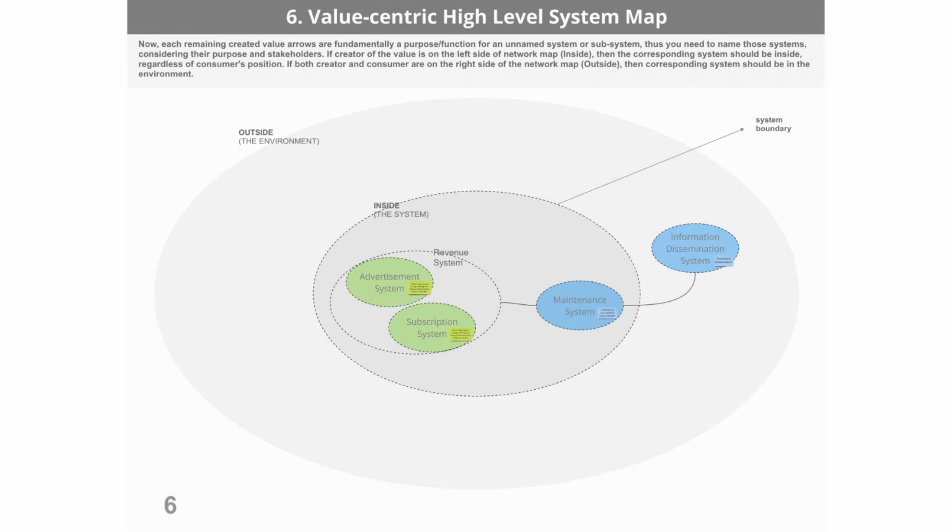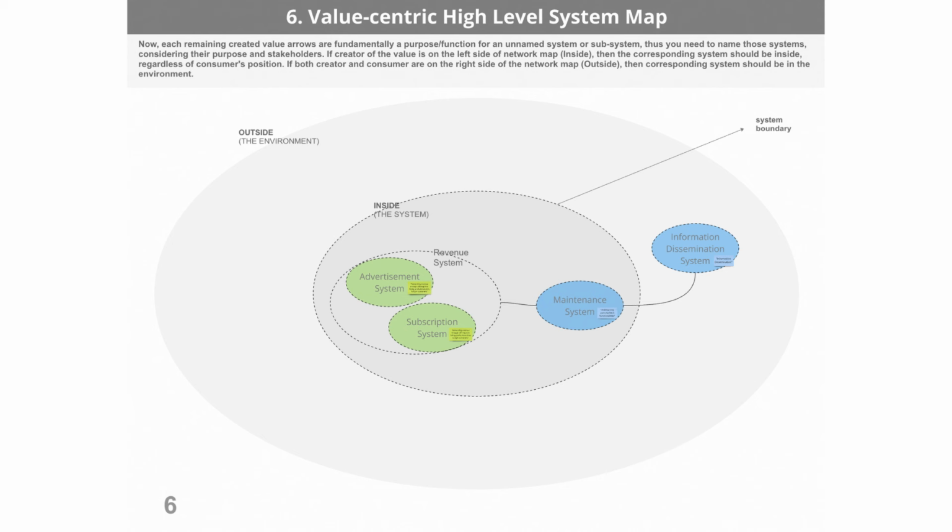When mapping out high-level systems, there are two levels to consider: systems in focus being inside, and the other systems that interact with it in the environment, which is outside or extended system. To decide where to place each system, we will use our prior steps. If the creator of the value is on the left side of the network map, which is inside, then corresponding system should be inside regardless of the consumer's position. If both creator and consumer are on the right side of the network, which is the outside, then the corresponding system should be in the environment part.